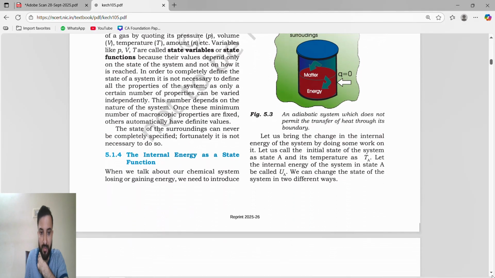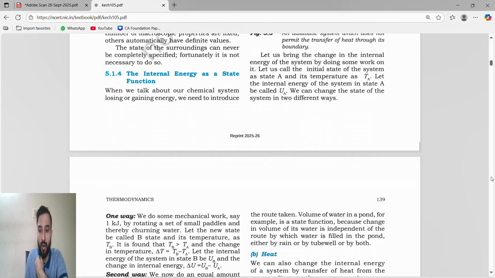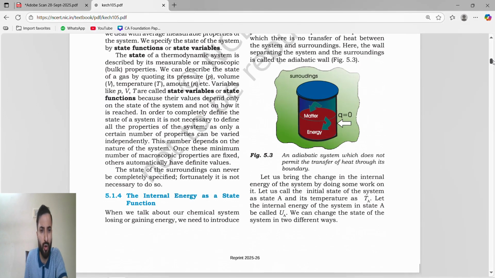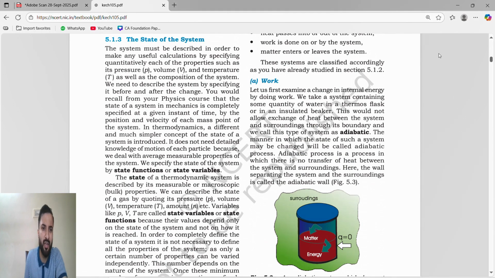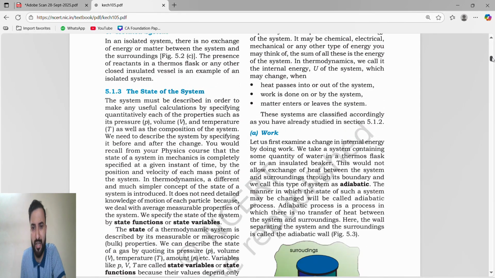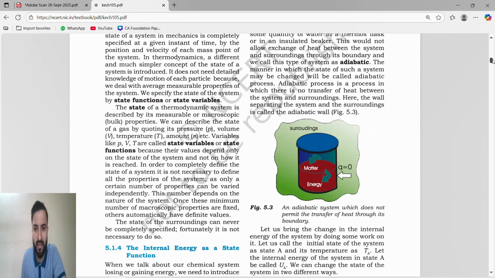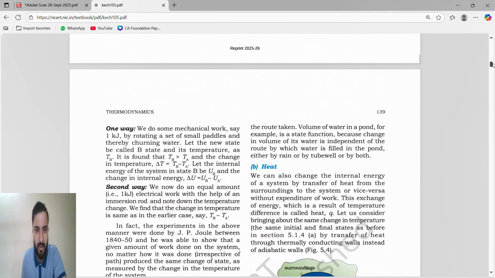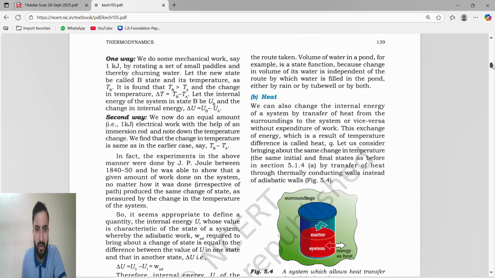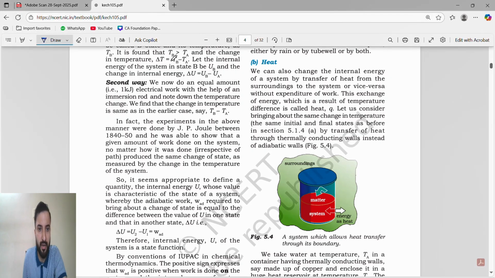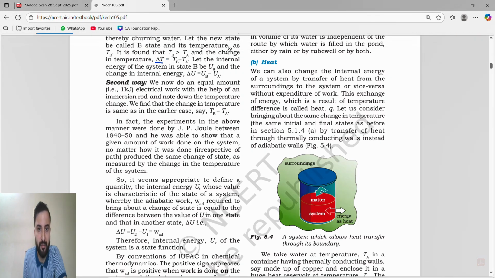And guys, if you want more knowledge, you will get it from here. You can also read line by line from the NCERT textbook. It will give more advantage. Otherwise, we have completed everything here. If we talk about delta meaning change, delta T means change in temperature, which is final minus initial. Change in internal energy is final minus initial.